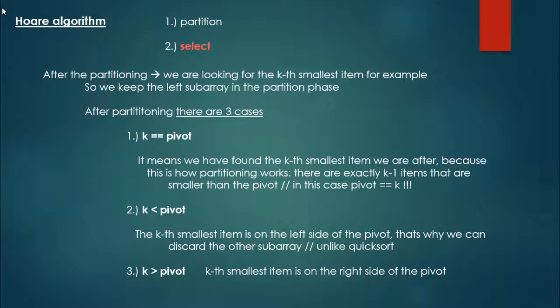Unlike quicksort, we can decide for sure that, okay, we have to consider the left subarray, for example. If the k is greater than the pivot, we are certain that the k's smallest item is on the right side of the pivot. So we can discard the left subarray, and we just have to make the same step recursively on the right side of the pivot. And basically, that's all about the algorithm. We have to make the partitioning, we have to make the selection. What's the end of the algorithm? When the k is equal to the pivot. It means that we have found the index we are looking for.